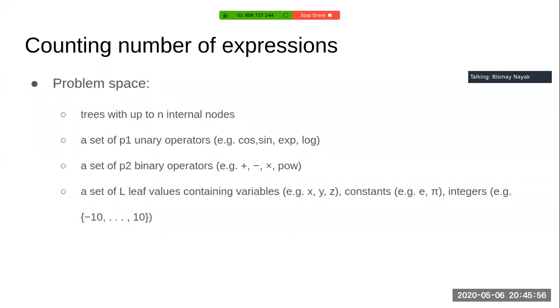And then there is a set of leaf nodes consisting of variables, constants, and integers. These are the terms that will be used to generate the expression, right? These expressions will then be used to create the problem-solution pairs for integration and differentiation. So these expressions should be representative of the problem space that we are looking into.